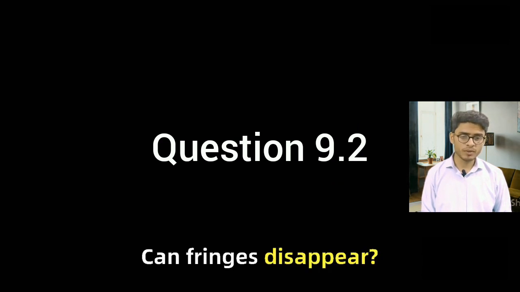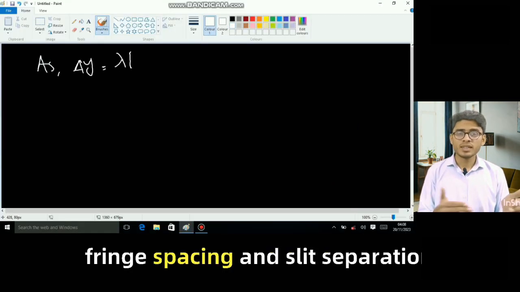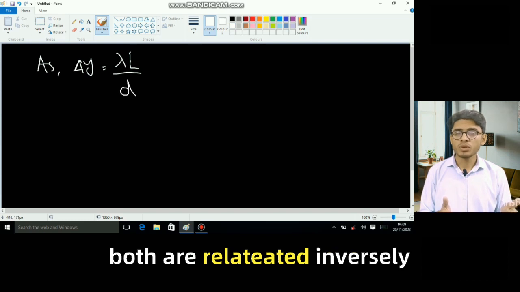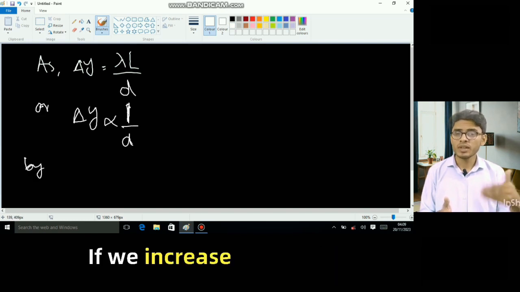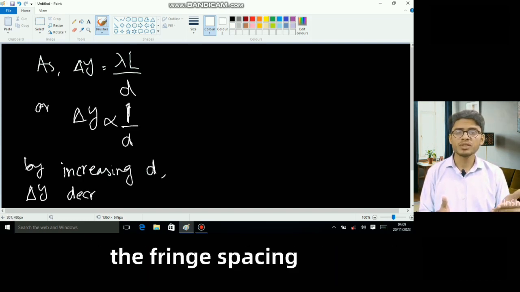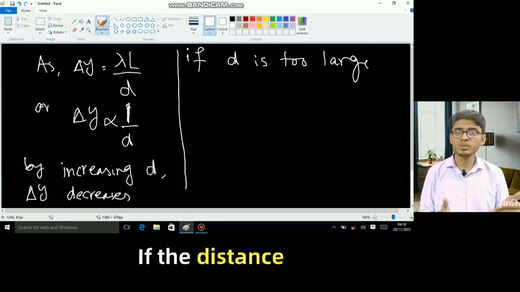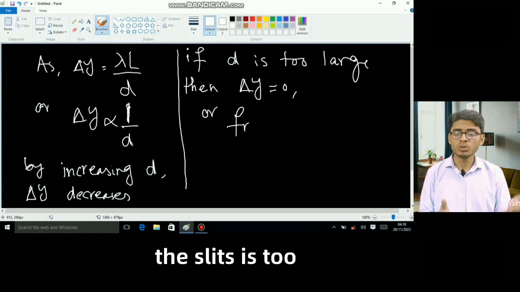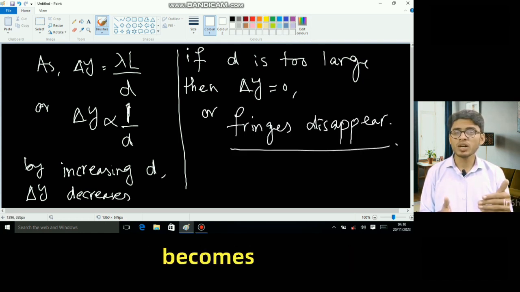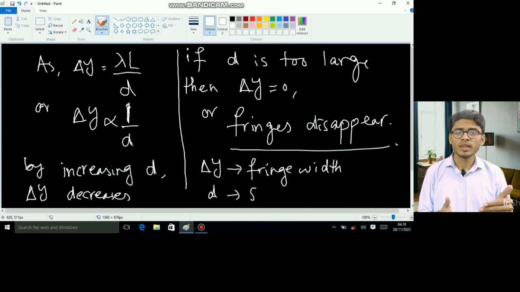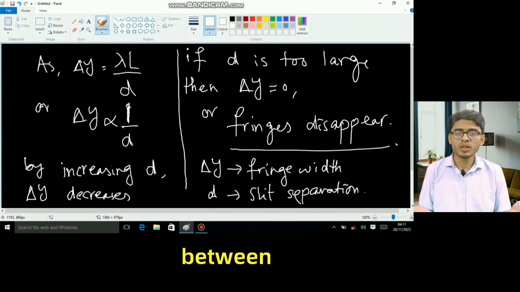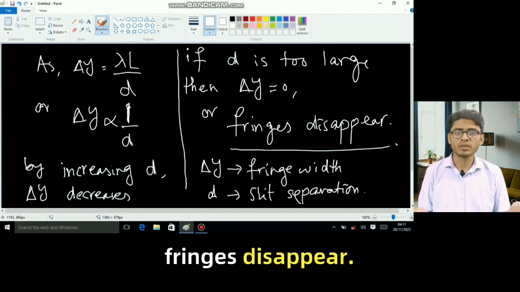How is the distance between interference fringes affected by the separation between the slits of Young's experiment? Can fringes disappear? Fringe spacing and slit separation are inversely proportional to each other. If we increase the slit separation, the fringe spacing decreases. And yes, fringes can disappear. If the distance between the slits is too large, then the fringe spacing becomes so small that we cannot distinguish between them, hence fringes disappear.